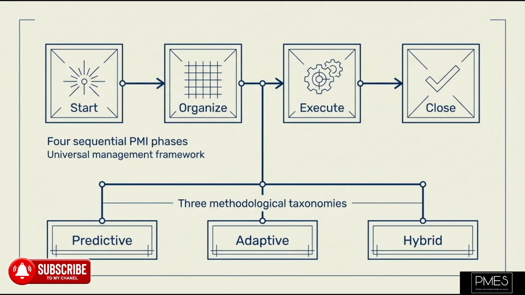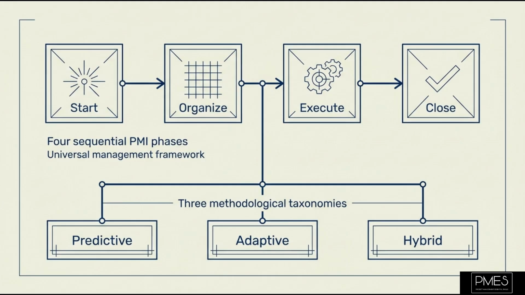The Project Management Institute, or PMI, often refers to a generic project life cycle that includes 4 high-level phase groupings. These are starting the project, organizing and preparing, carrying out the work, and closing the project. These 4 groupings provide a universal framework for understanding how projects move forward. Now, while all projects have a life cycle, not all project life cycles are the same.